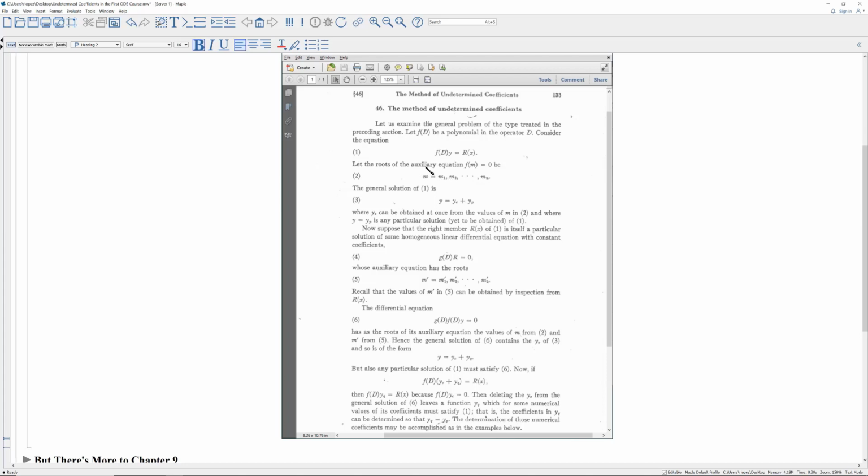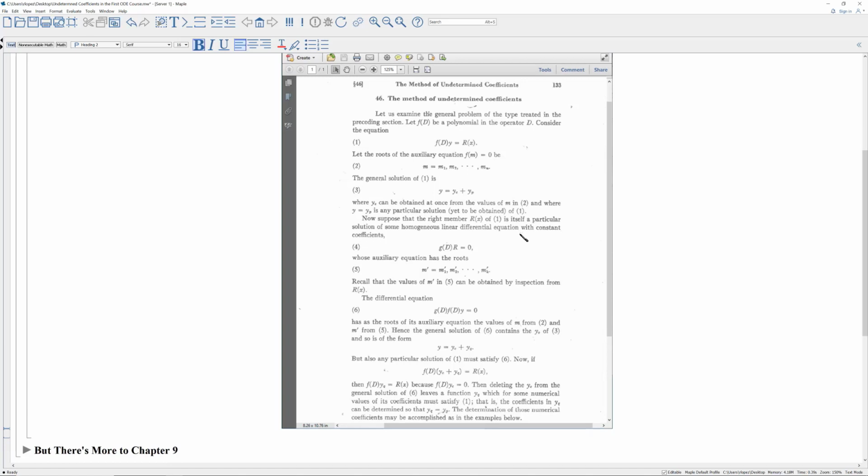Now, what I call the characteristic equation, he calls the auxiliary equation. These are what I call the characteristic roots. And the general solution of this equation is going to be the characteristic part and the particular part. The characteristic part comes from these values m, and the particular part he's going to explain now how to get.